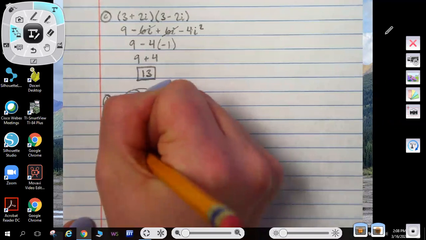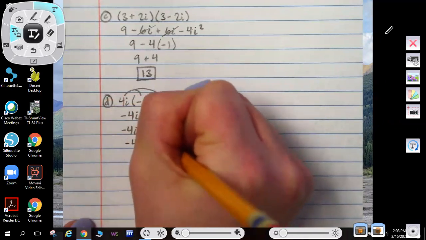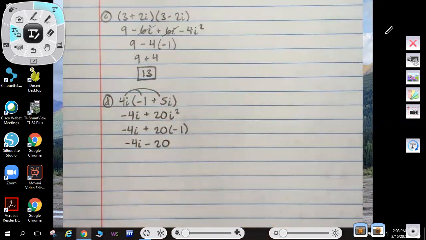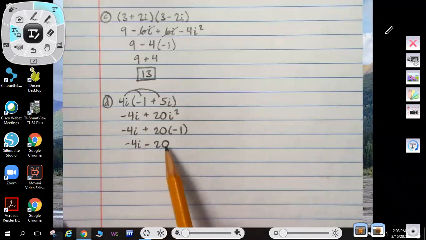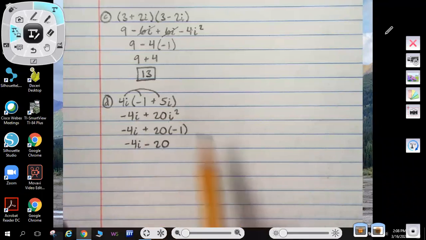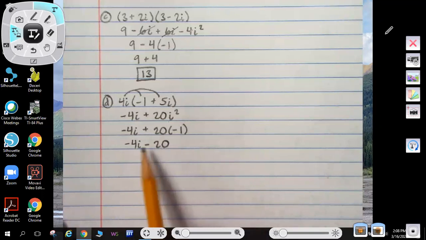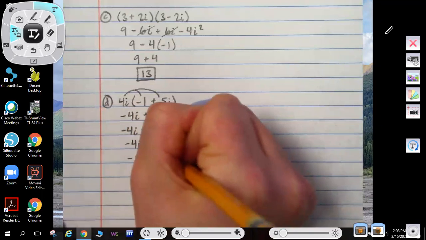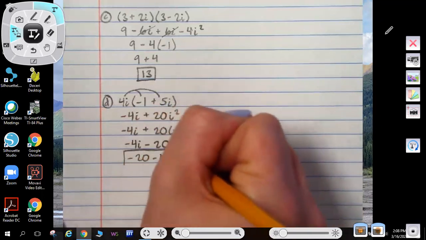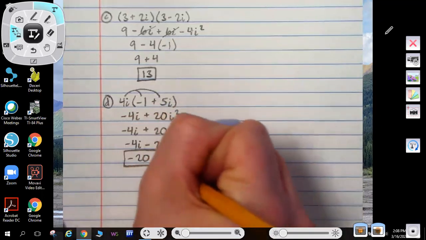So that gives us -4i minus 20. Okay, so there's nothing else that can be simplified here, but we need to write this in standard form. This has imaginary first and then the real part. Standard form is the real part comes first, then imaginary. So we need to write this as -20 minus 4i. That is our answer.